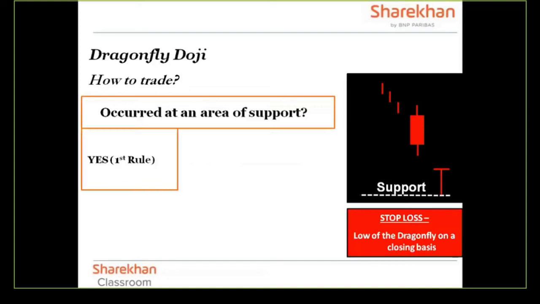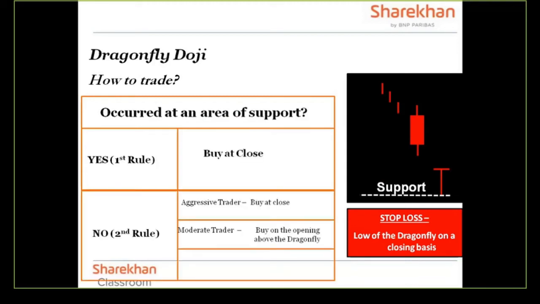Ideally, we look at whether it occurred at an area of support beforehand or not, in order to check the probability. In case you're not aware of support and resistance, you can always go to the video we have under the trading toolbox section on the classroom page. I will show that to you at the end of this video. If it occurred at support, then you can buy at the close. If not, then the aggressive, moderate, or conservative trader plan of action applies.